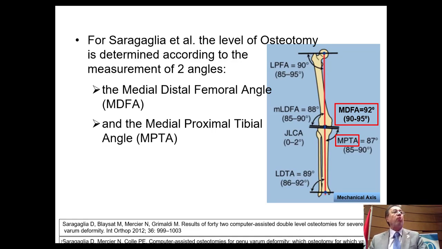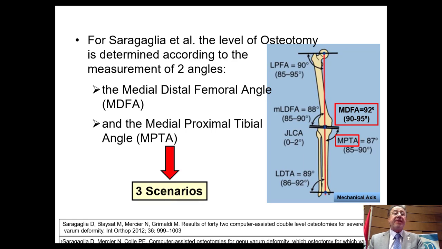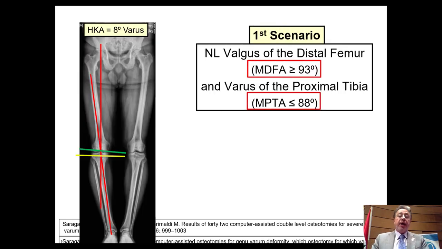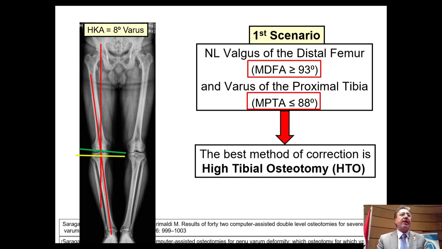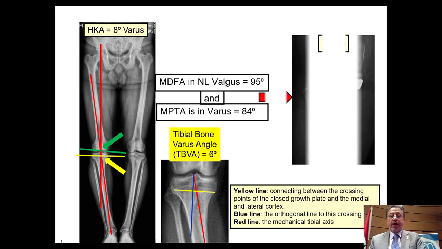So according to these two angles, we will have three scenarios. The first one is a normal valgus of the distal femur with a varus of the proximal tibia. You have here an example of an enemal alignment with 8 degrees of varus. So the best indication would be a high tibial osteotomy, open wedge high tibial osteotomy, as you can see here.